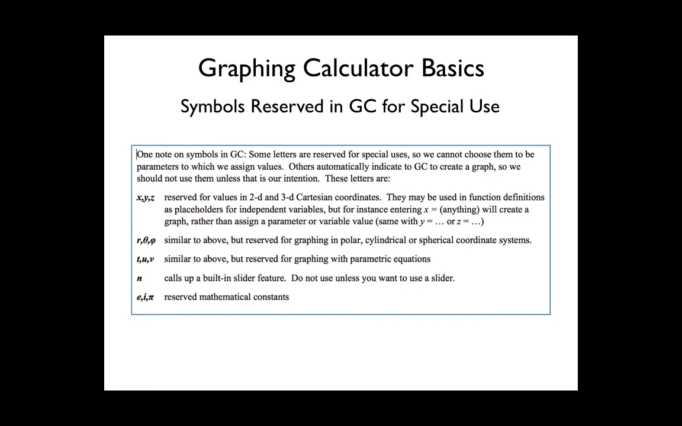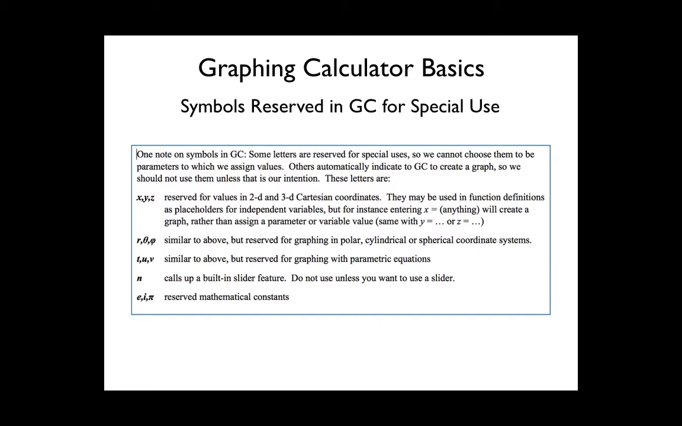If you write T equals 3, it's going to draw you a graph instead of making T some parameter with a value of 3. So just try to avoid using X, Y, Z, R, and T. Once you accidentally just maybe think of typing as parameters that you're assigning values to, because it doesn't like that.